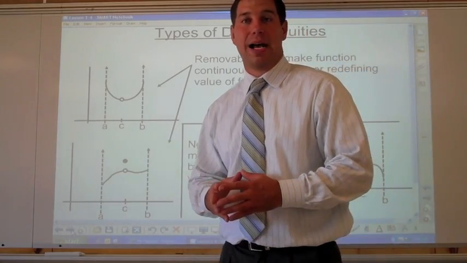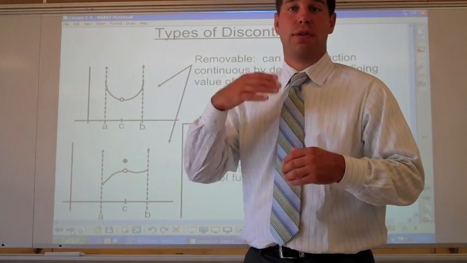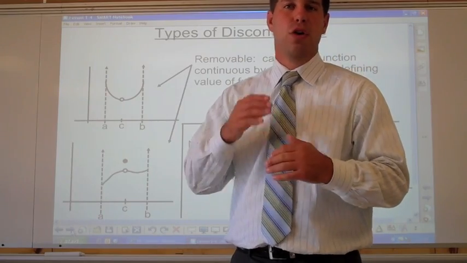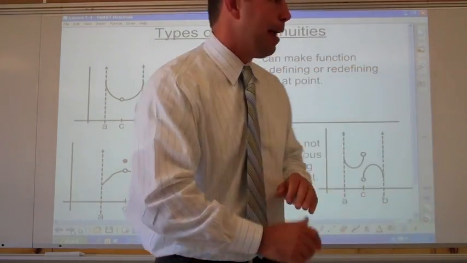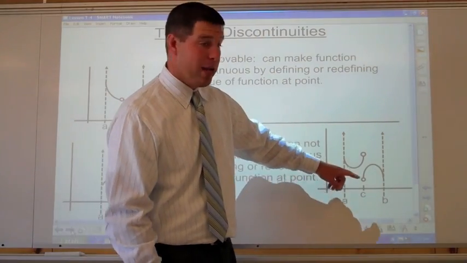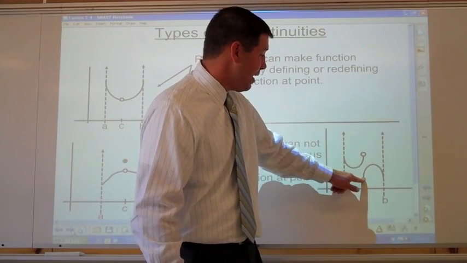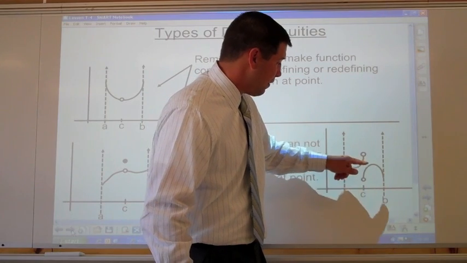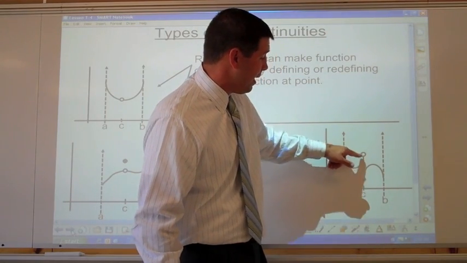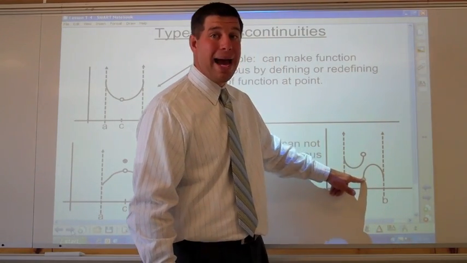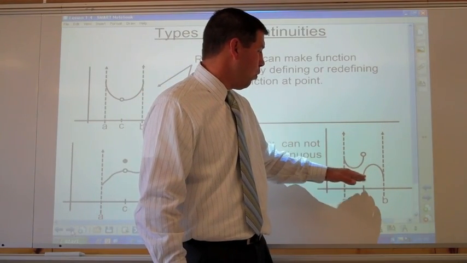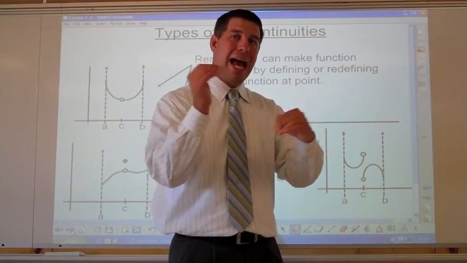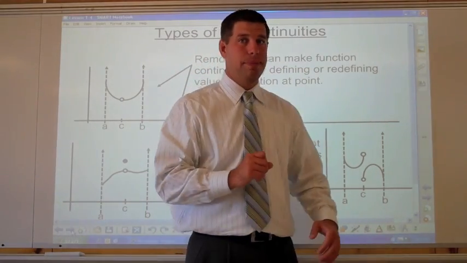A non-removable discontinuity happens where it doesn't matter if you define a function at a different point. There's no way to do that where you'd be able to have a continuous graph, where you wouldn't have to lift your pencil. So in this example, if I define C down here, it doesn't matter, I'd still have to jump to get to it. If I define C up here, I'd still have to jump to get back down there. It's where you have a hole or a closed circle, but they're attacking different points, so you have to jump.